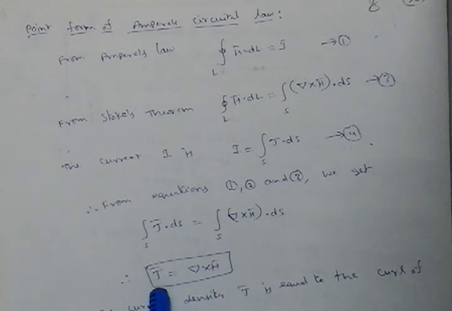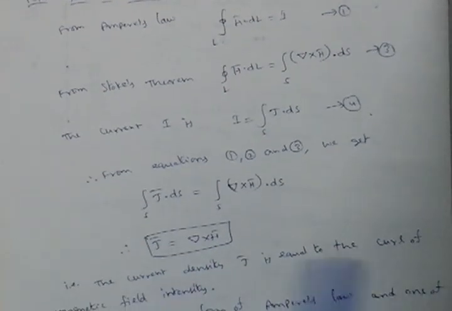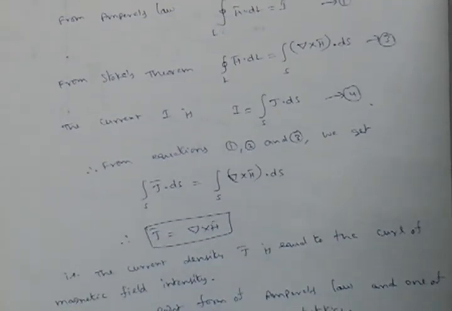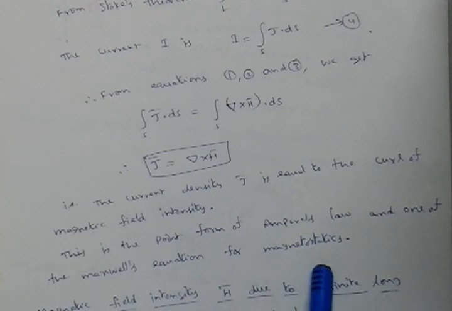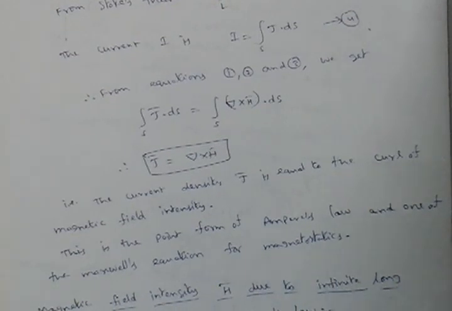That means J bar is called the current density. Current density J is equal to the curl of the magnetic field intensity. This is called the point form of Ampere's circuit law and one of Maxwell's equations for magnetostatics. Now, applications of Ampere's circuit law.